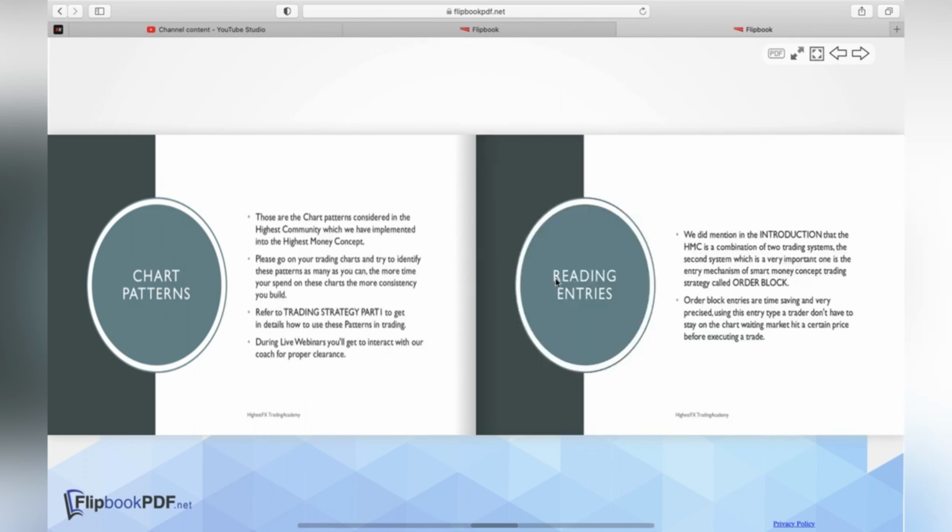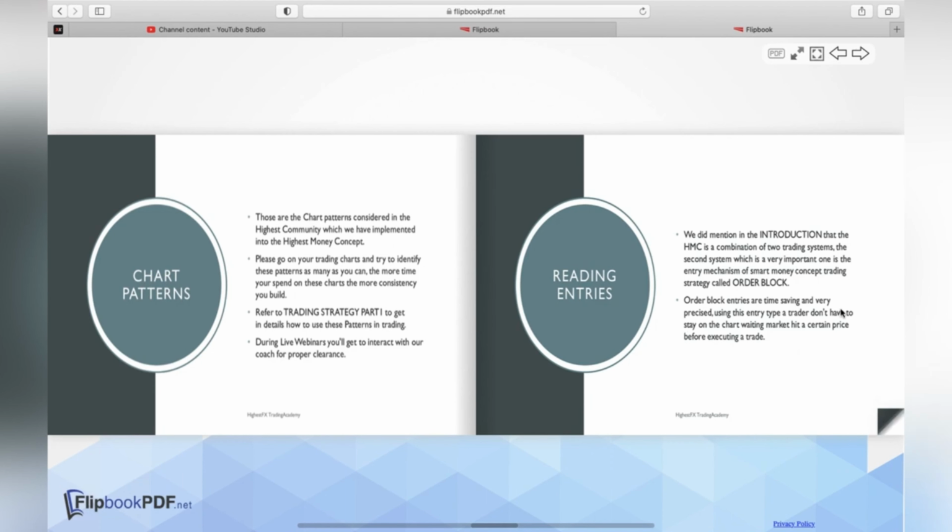You understand? Then he said those are the chart patterns considered in the community, which we have implemented into the concept. Please go on your trading chart and try to identify these patterns as many as you can. The more time you spend on the chart, the more consistency you build. You have to always remember that. He says you should refer to Trading Strategy Part 1 to get the details of how to use these patterns. If you go to the liquidity video, I think that is Trading Strategy Part 1, you get to understand them. Then during the webinars, you get to interact with us for more.